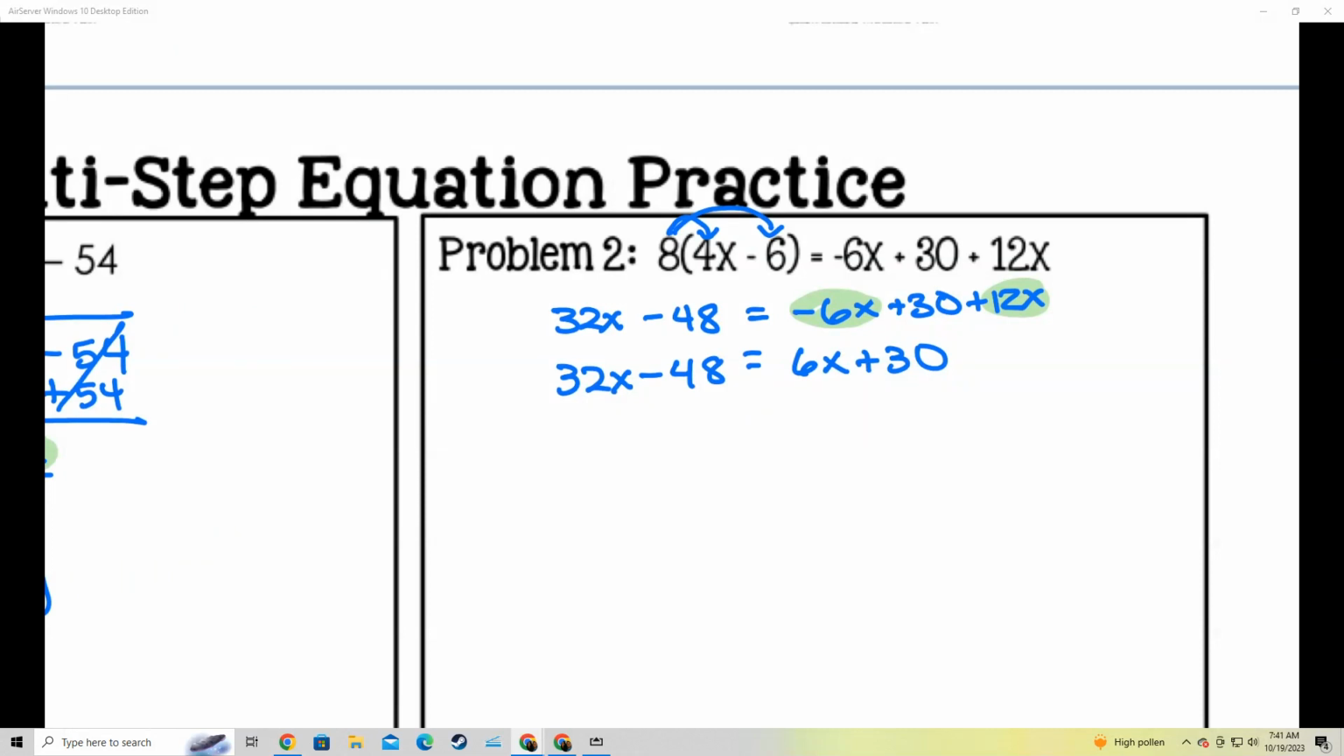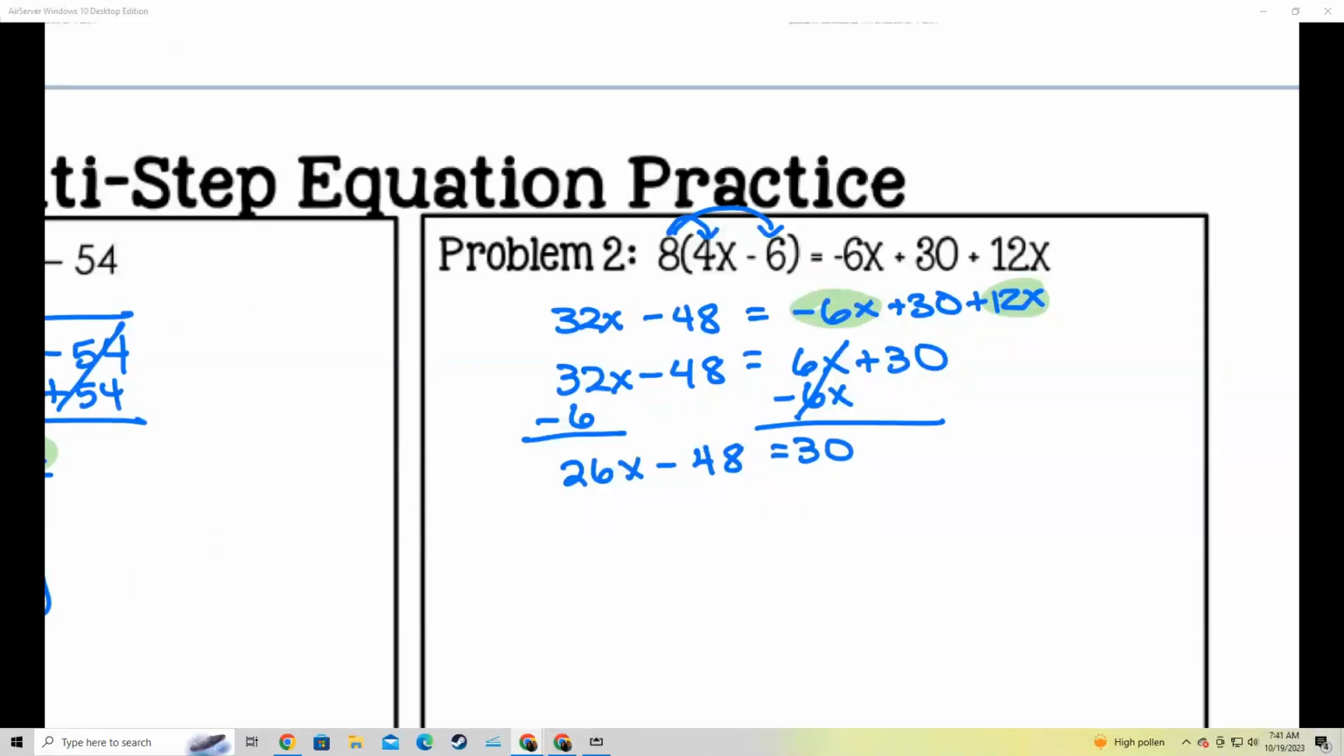Because they're on different sides of the equation, I need to do the opposite operation to get rid of that 6x. The opposite of a positive 6x is a minus 6x. These are going to cancel. 32 minus 6x, that's 26x minus 48 is equal to 30.